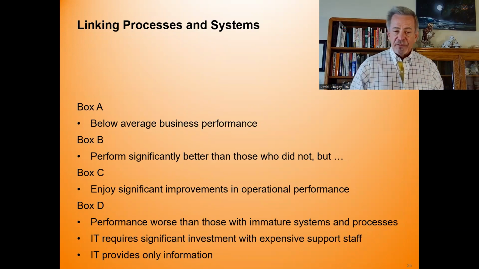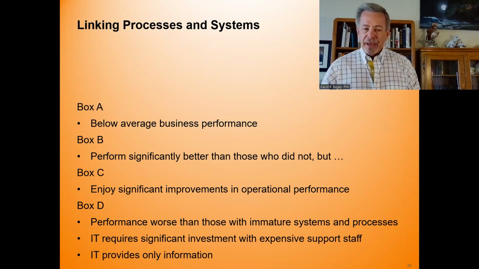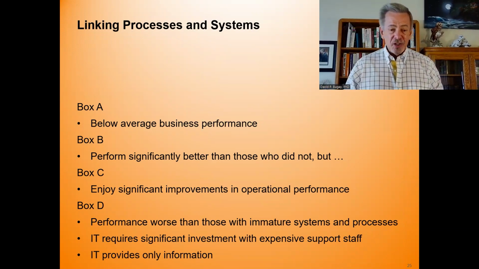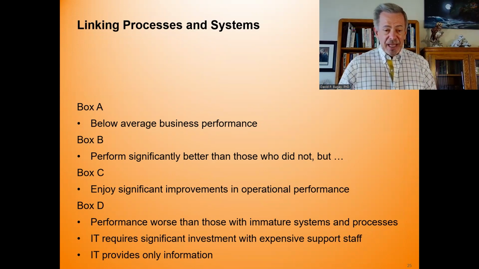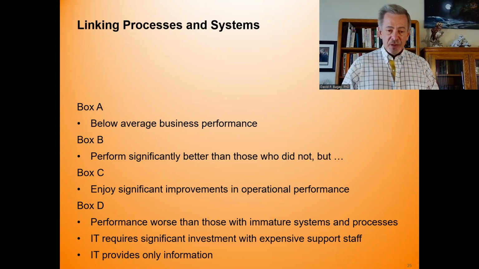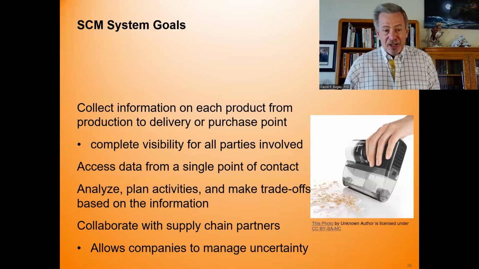Box B, below average business performance. Box B, better than A, but not as good as it could be. C, it's improving. And then finally D, that performance is worse. So the C is the ultimate one, the top right-hand corner. It's kind of always that way.